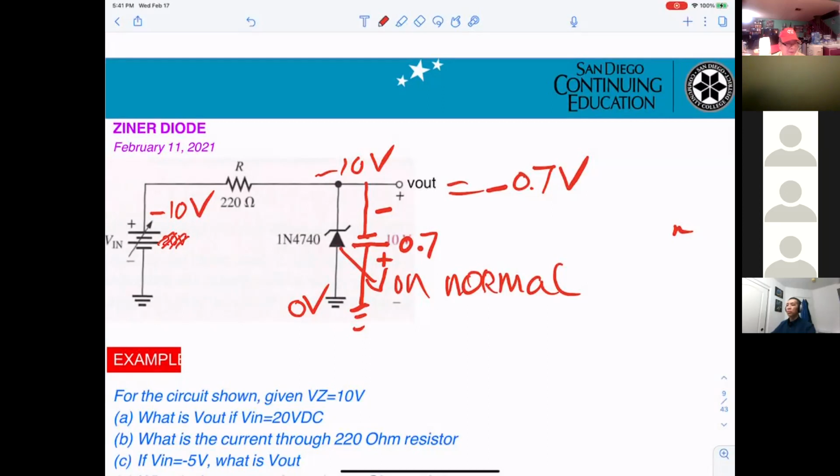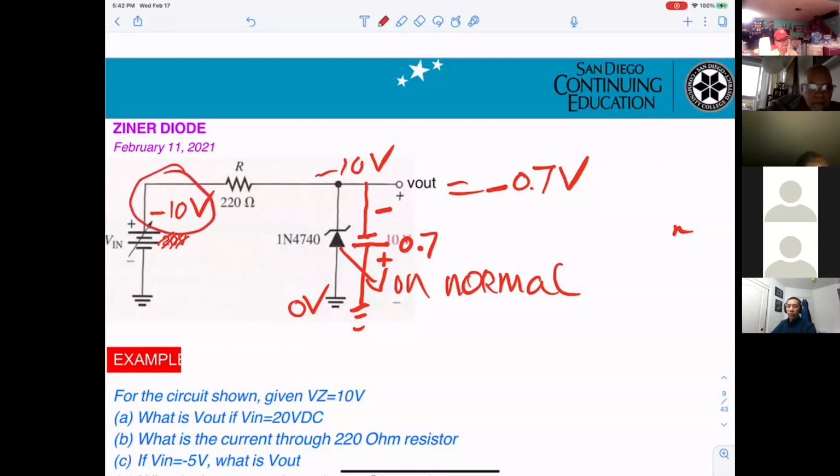AC coupling or DC coupling. Could you write out that equation? What equation? How you arrived at the... In here, we don't have any equation, right? The reason is, right now I get minus 10 volt here, right? That tells you that you're supposed to get minus 10 volt here.